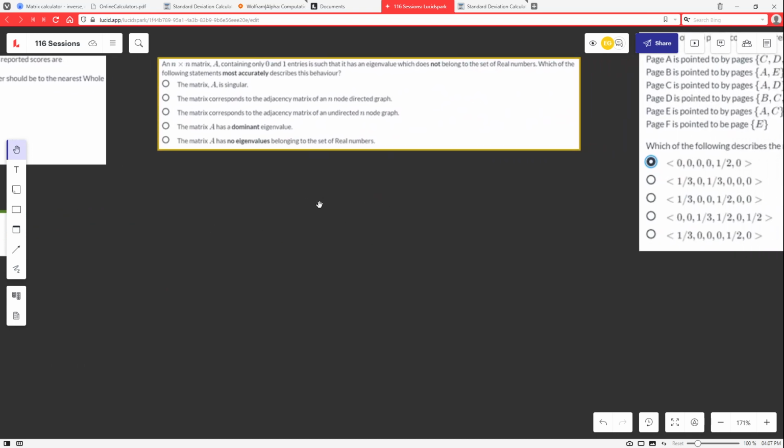Okay, an n by n matrix A containing only 0 and 1 entries has an eigenvalue which does not belong to the set of real numbers. Which of the following statements most accurately describes this behavior?